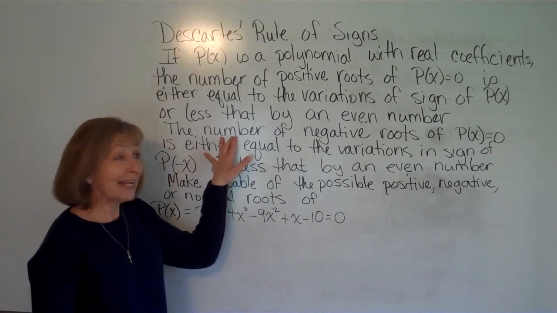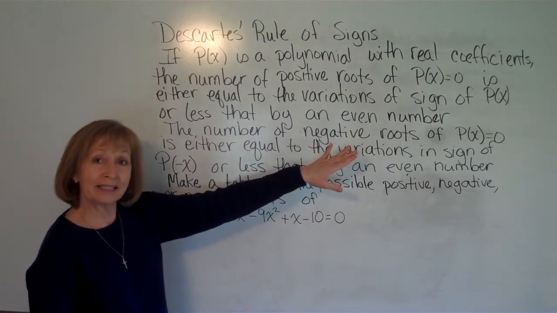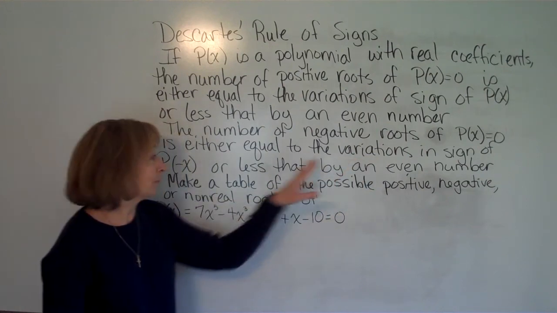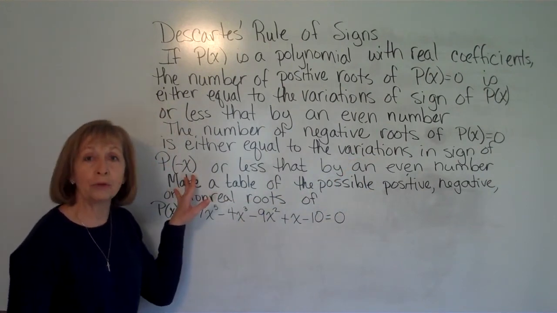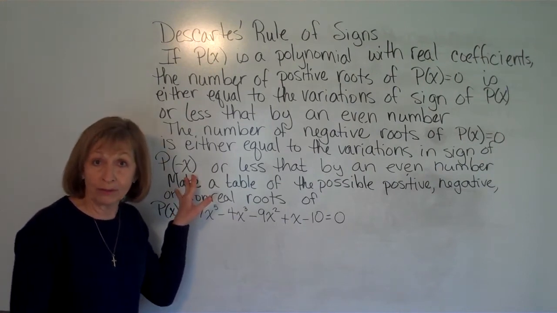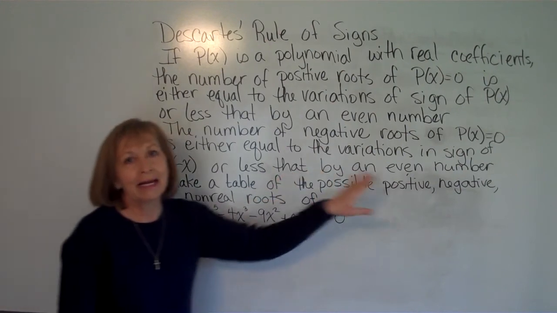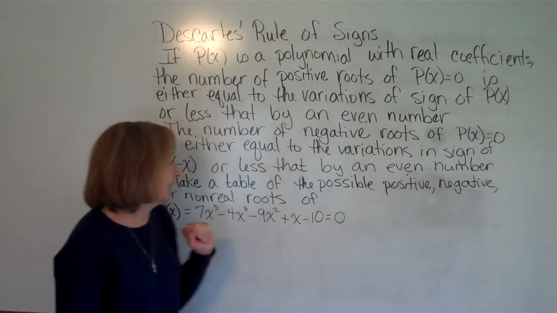The number of negative roots of p of x equals 0 is either equal to the variations in sign of p of negative x, so put minus x in for all the x's, take it to the appropriate powers and simplify, or less than that by an even number. Again, I might have the conjugate pairs hiding in there.